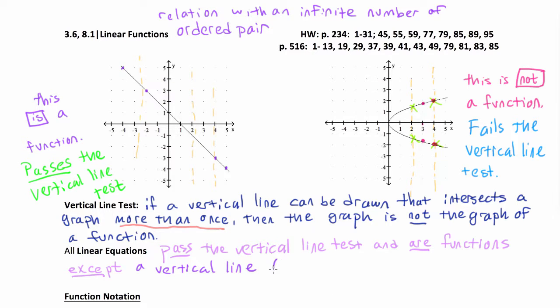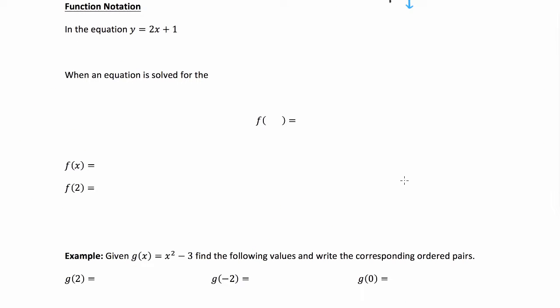So you've seen a bunch of vertical lines. They have equations like x equals c. And they actually fail the vertical line test as severely as anything ever could. If this is my line, I can draw a vertical line that intersects that vertical line at an infinite number of points. So it completely fails the vertical line test. But that is the only linear equation whose graph is not a function. Okay, so next we have function notation.